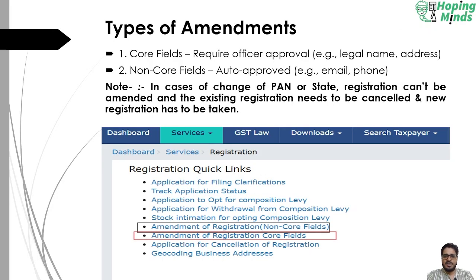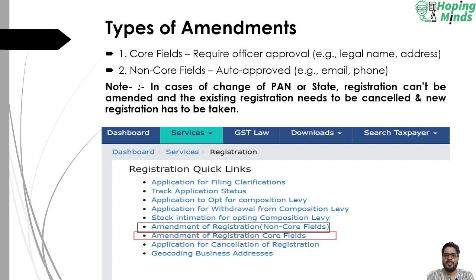Types of amendments: core field amendments and non-core field amendments. Core field amendments require approval of the officer. For example, legal name or change in address requires approval of the officer, whereas non-core field amendments don't require any approval. It is system approved. For example, email and phone number are automatically approved upon the filing of the amendment application in the non-core fields.